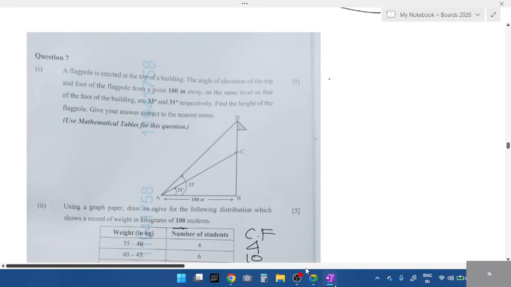A flagpole is erected at the top of a building. The angle of elevation of the top of the roof is given, 100 meters away from the sea level. 31 degrees and 33 degrees are given. Find the height of the flagpole.